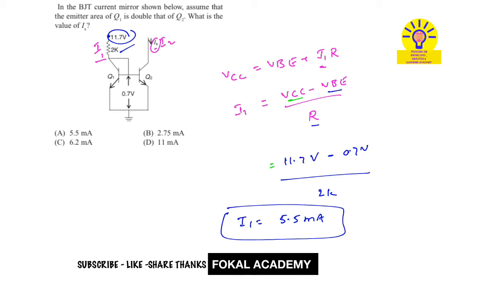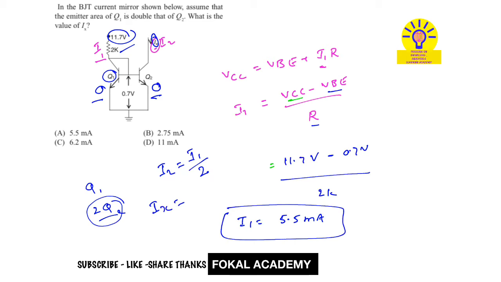But here the area of Q1 is 2 times that of Q2, so I2 equals I1 by 2. The current also becomes half here: where the area is more the current will be more, and where the area is less it becomes half, because of the 2 times. Here I2 means Ix, so Ix equals I1, which we got as 5.5 milliamperes, divided by 2. From this we get 2.75 milliamperes. This is the Ix value.